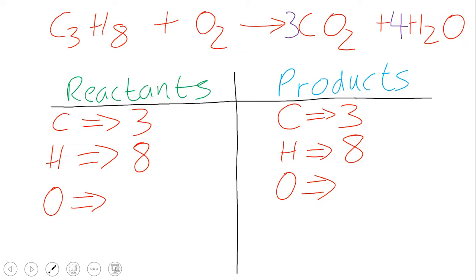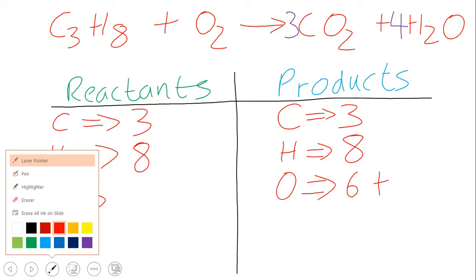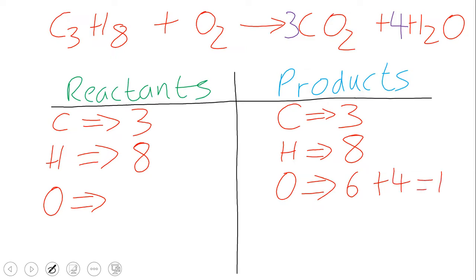Now we have to be very careful with the oxygens, because the number in front of this also applies to the oxygen. So this 3 not only applies to the carbon but also to the oxygen. So we're saying 3 times 2, which is 6. Plus, we still have this oxygen here. When it is by itself with no number, we know it only counts for 1. So this is 4 times 1, because there is no subscript underneath it, which is still 4. So on the product side, we have 10 oxygen.